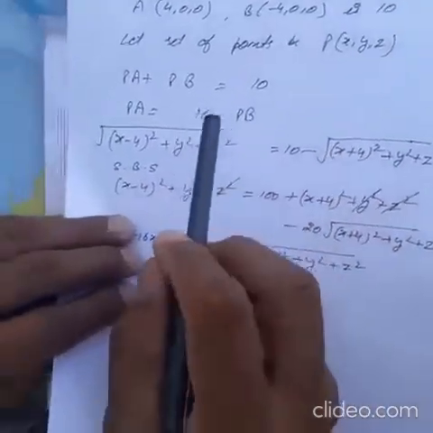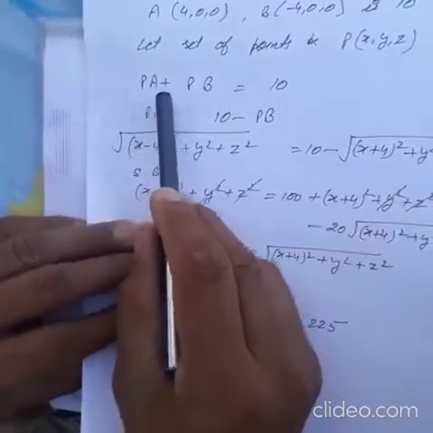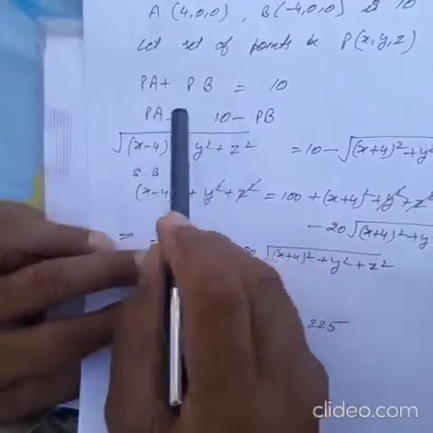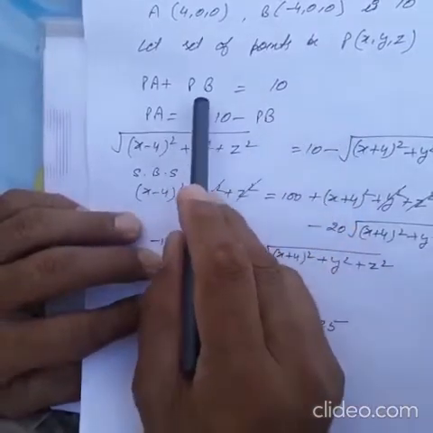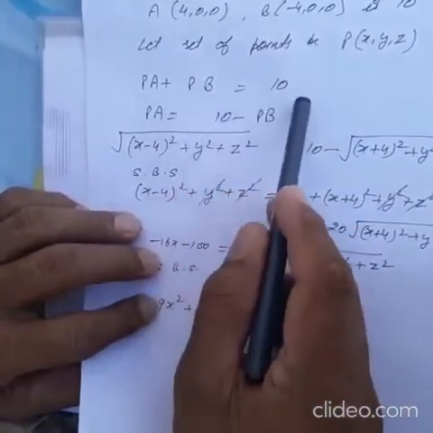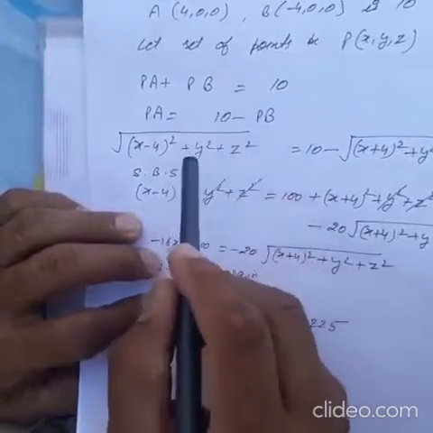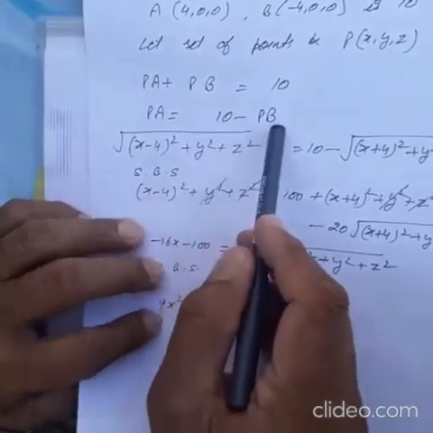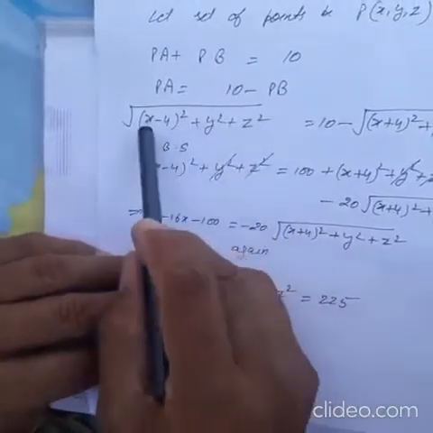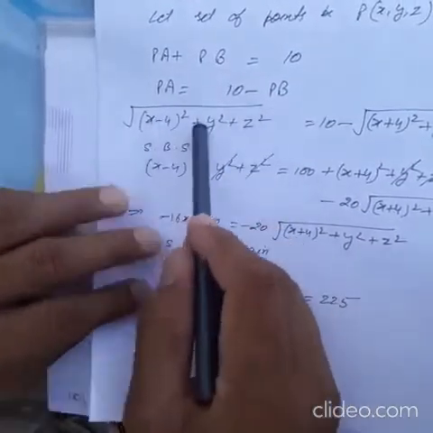This is the question. So you find out distance PA using the distance formula, and distance PB. You have to shift one of the terms to the right hand side to simplify. So you can shift this term, so PA is equal to 10 minus PB. Now put the values here, the value of PA and PB.